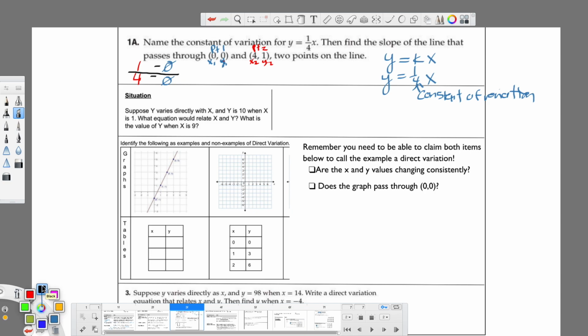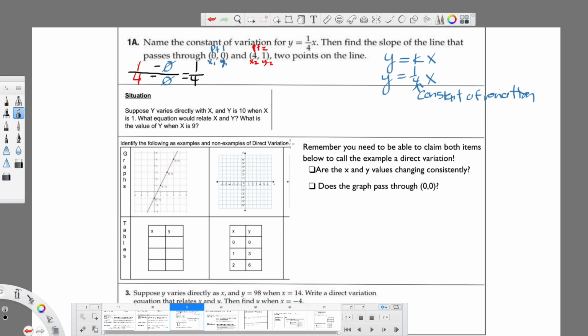All right, so 1 minus 0 is 1. 4 minus 0 is 4. So it's the same thing. All they're doing is having us connect the idea that the constant of variation is the slope. Just like I was saying on that last page, it's just another way to think of slope.